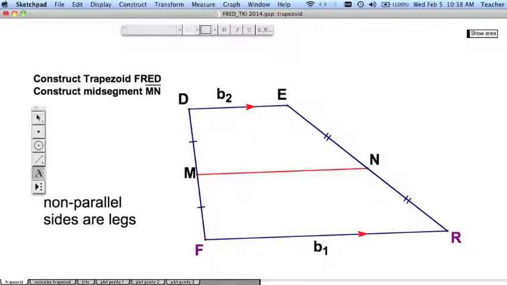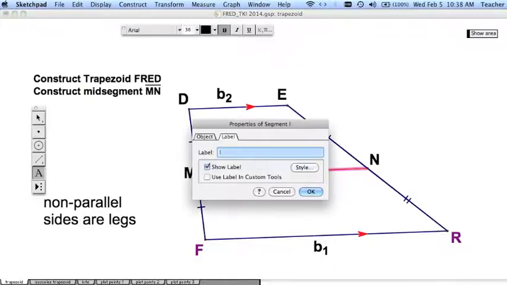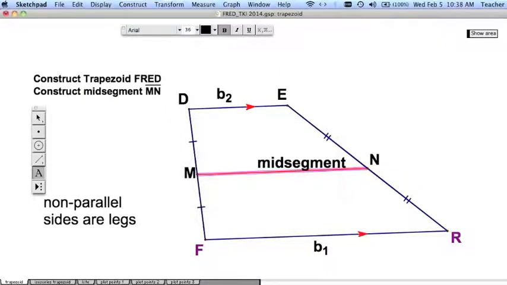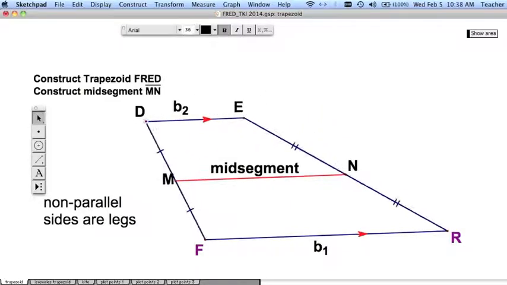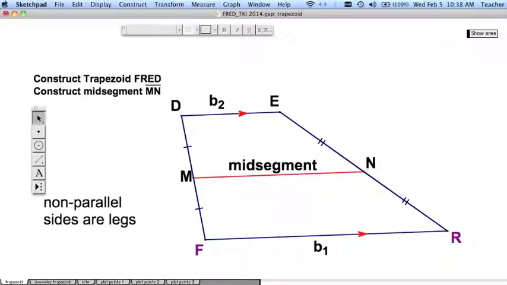Now, this piece right here is going to be called a midline. We could label that with a lowercase letter, but I just want you to write the word midline, or mid-segment. That's more accurate. Wait, DF isn't congruent to ER? DF is not congruent to ER, correct. But DM is congruent to MF. EN is congruent to NR.